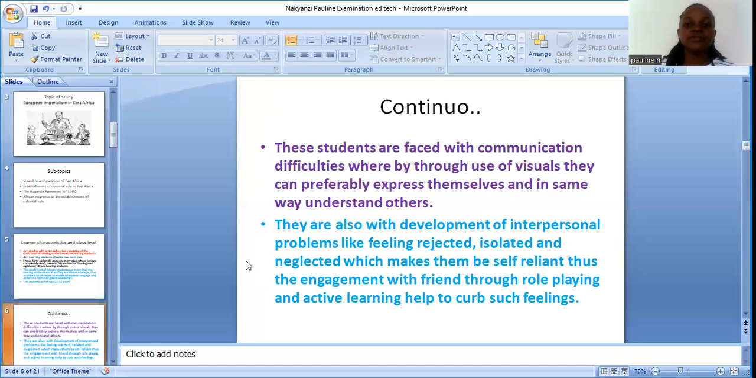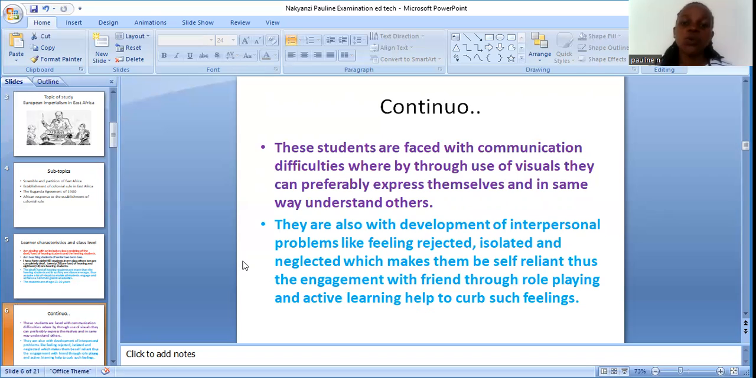As to the identified difficulties faced by my students, they are faced with communication difficulties, whereby through use of visuals, they can better express themselves and in the same way understand others.